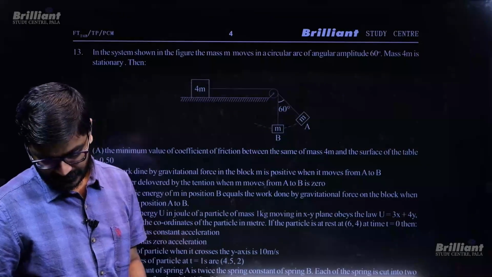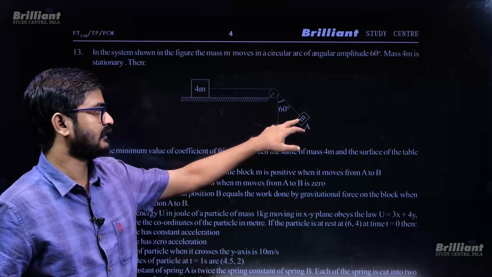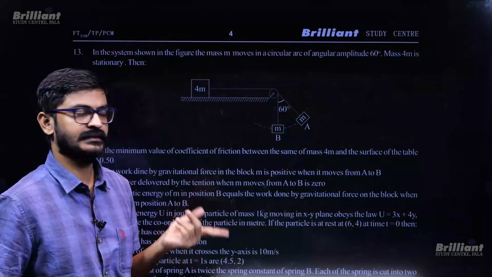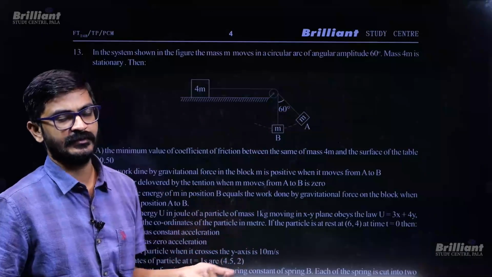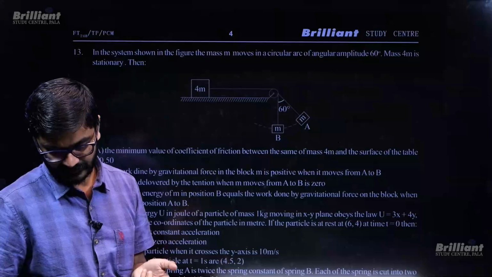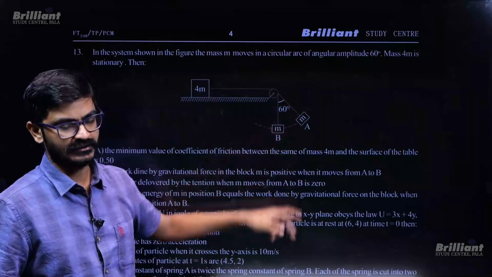Kinetic energy of m in position B equals work done by gravitational force. Now how many forces are acting on this? There are 2 forces acting on this, gravitational force and tension. Now tension is not doing any work. So whatever kinetic energy increment is happening, that must be because of work done by gravity. The kinetic energy of m in position B equals work done by gravitational force on the block when it moves from position A to B. Yes, that's correct. Work done by gravity is going as kinetic energy.